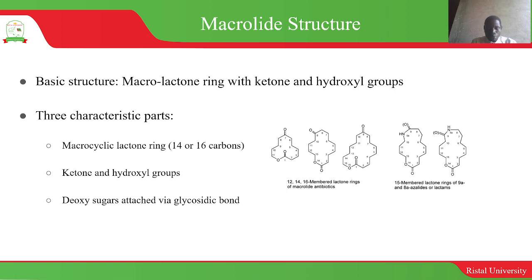Let's look again at the macrolide structure in the next slide. Here we can see the three characteristics: the macrocyclic lactone ring of 14 or 16 carbons, ketone, and also hydroxyl groups. We see the ketone group here, if we can remember our organic chemistry. Sometimes, when they undergo oxidation and reduction reactions, this becomes a hydroxyl group, when a hydrogen is attached to the oxygen. The deoxysugars are also attached via glycosidic bonds.